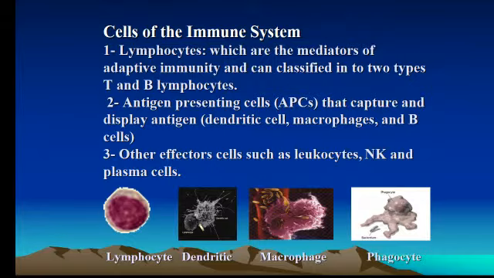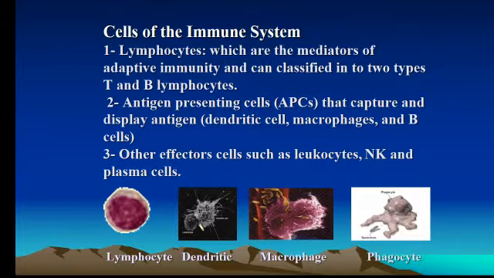Cells of the immune system. Let's repeat these cells of the immune system briefly. Number 1, lymphocytes. Number 2, antigen-presenting cells. Number 3, other effector cells such as leukocytes, NK cells, and plasma cells.